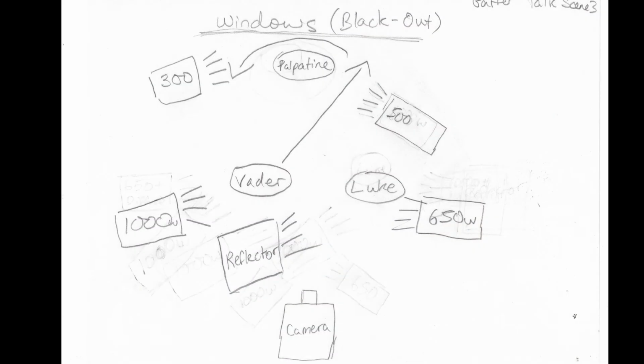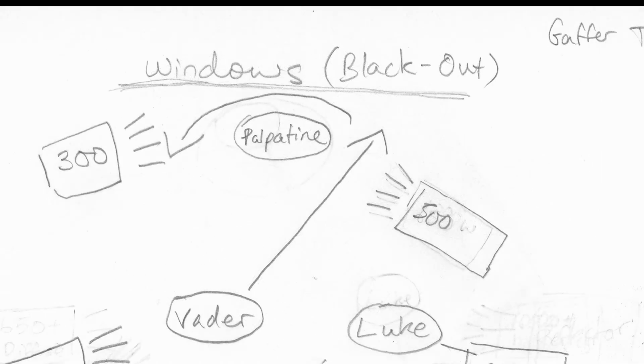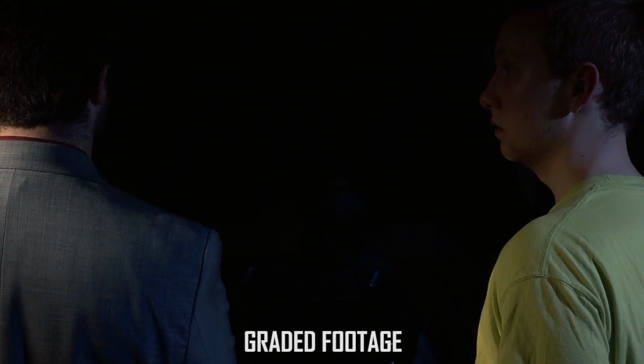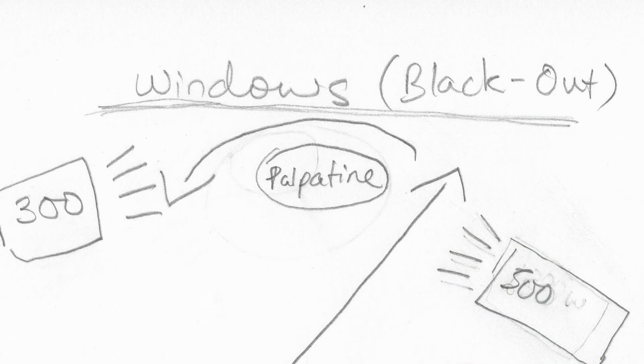I used 1K and 650 Fresnels as cross keys for the backs of Luke and Vader, along with a reflector to add some fill to Luke so he appeared brighter. I used a 500-watt open face on Palpatine because I wanted him to be nearly invisible until the chair is turned around and he lifts his head. In that way, the ratio of lighting on Palpatine to the actors in the foreground is very low. I used a 300-watt on the background just to have a little separation in the shadowed part of Palpatine's face.